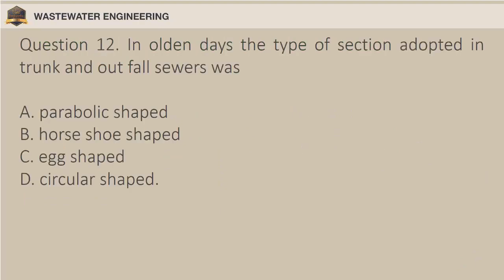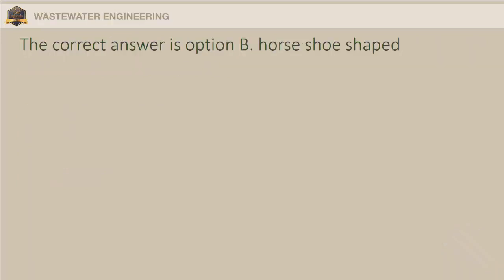Question 12. In olden days the type of section adopted in trunk and outfall sewers was A. Parabolic shaped. B. Horseshoe shaped. C. Egg shaped. D. Circular shaped. The correct answer is option B. Horseshoe shaped.